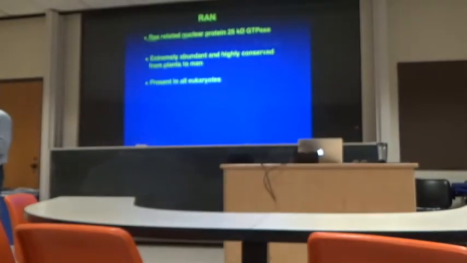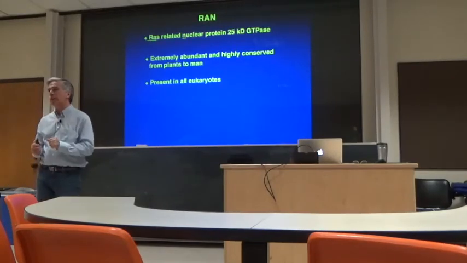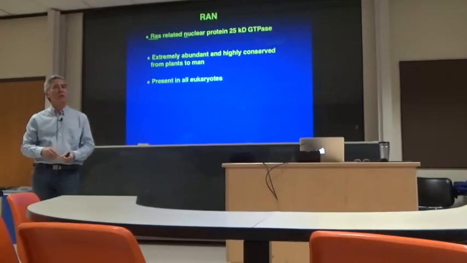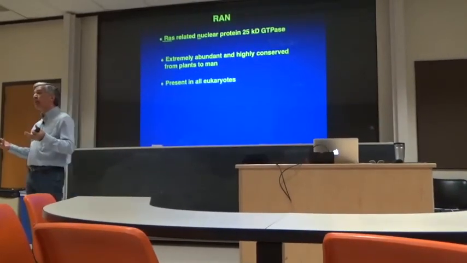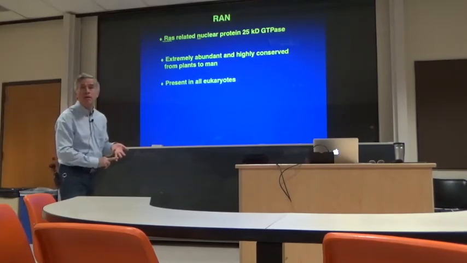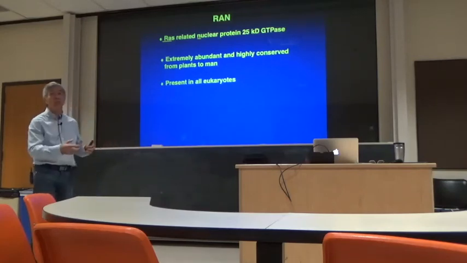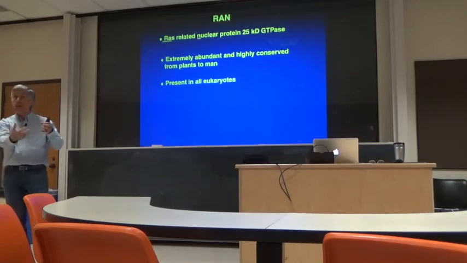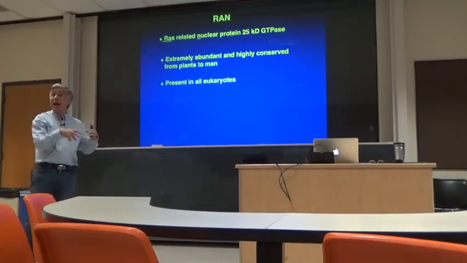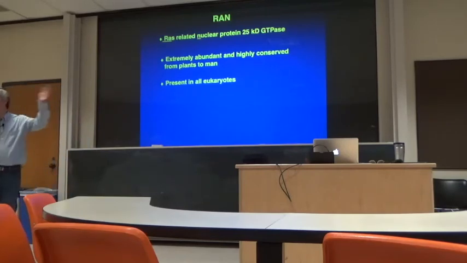So RAN. RAN stands for RAS-related nuclear protein. Means nothing, perhaps, to you. This is another small GTP binding protein, just like we already talked about SAR1 and ARF1 as being examples of small GTP binding proteins, and therefore proteins that are able to bind GTP. When they bind GTP, they are in the activated state. When they hydrolyze that GTP, they are inactive proteins. This is a protein that is found in all eukaryotic cells, very abundant in all cells.